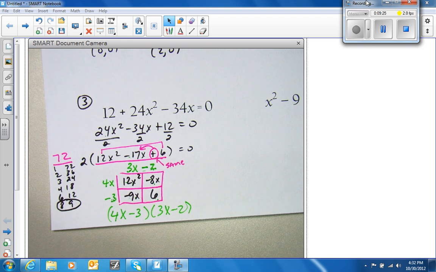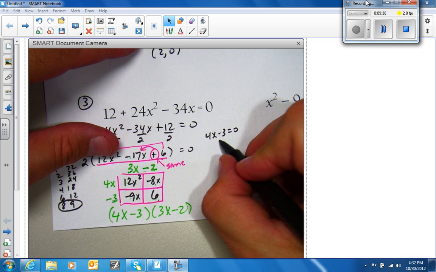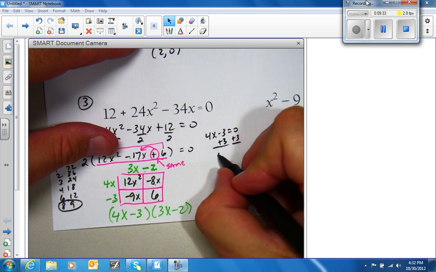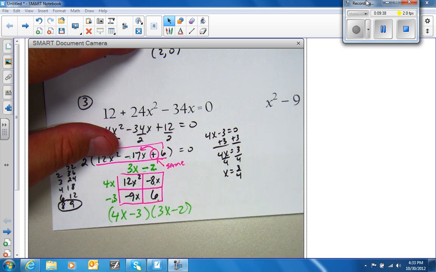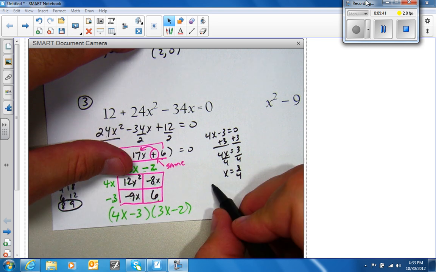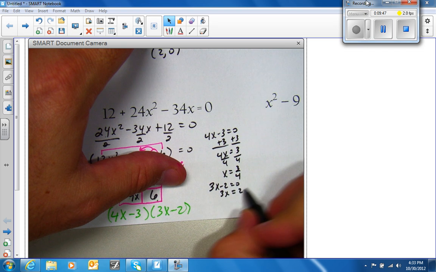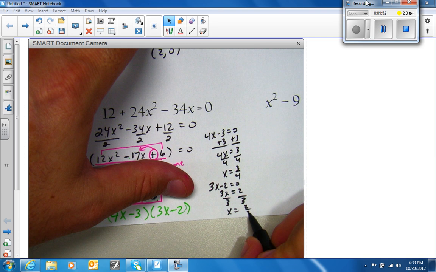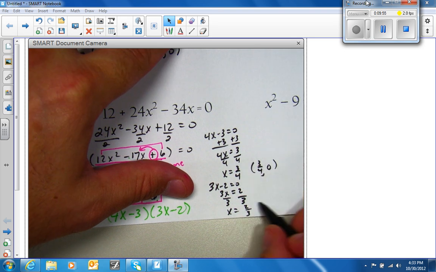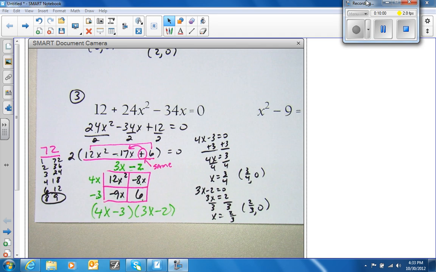And then when you put 4x minus 3 equals 0, when you add 3, you get 4x equals 3. Divide by 4. X is equal to 3/4. Well, there's one of the roots. Same thing with the 3x minus 2. 3x minus 2 equals 0. Well, when you add the 2, you get 3x equals 2. Divide by 3, and you get x is equal to 2/3. So you have 3/4, 0 and 2/3, 0. So don't be afraid of fractions. Let the fractions come to you. All right, and that covers factoring.